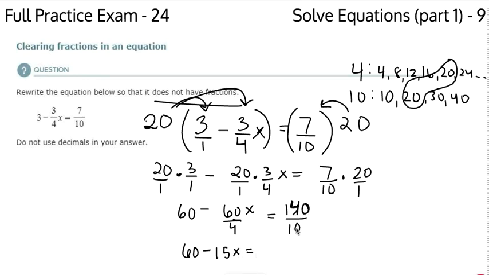If you multiplied both sides by 40, you would get a different equation here, but if you actually had to solve it, you would have the same value of x. So as long as you pick a common multiple, you will be correct on this question.